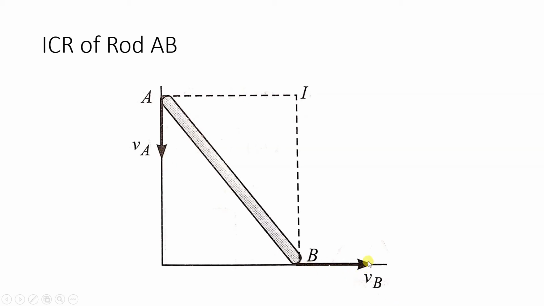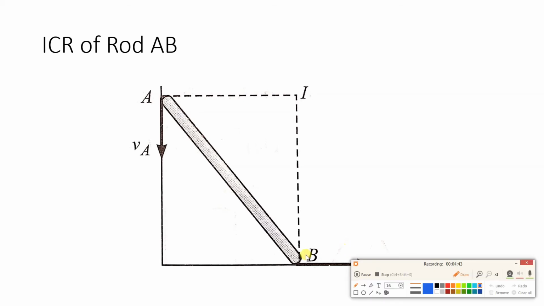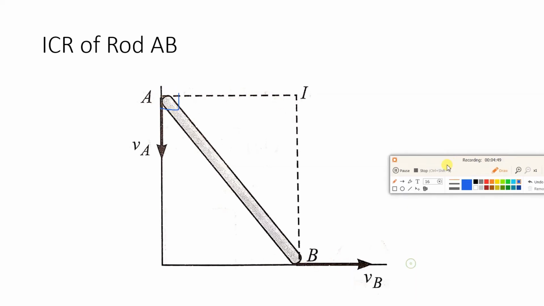Now what we have to do is draw perpendiculars to both the velocity vectors. Here you can see this is the perpendicular AI, and here we have velocity VB, so to this I have drawn a perpendicular. Wherever these two perpendiculars intersect, that is ICR I, instantaneous center of rotation.